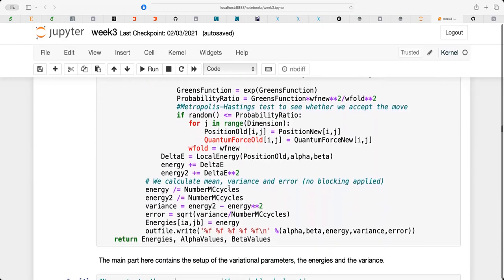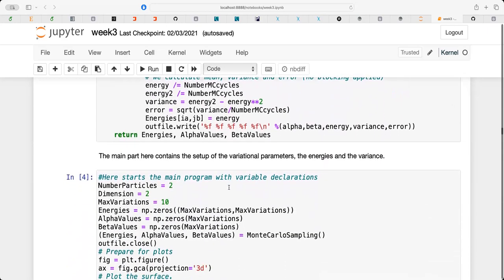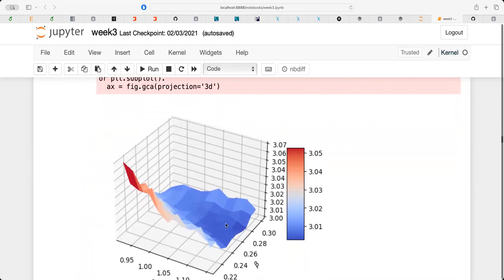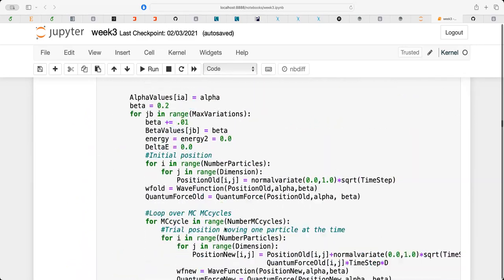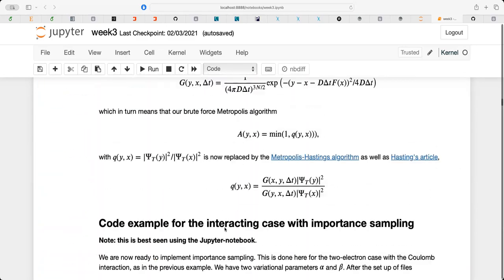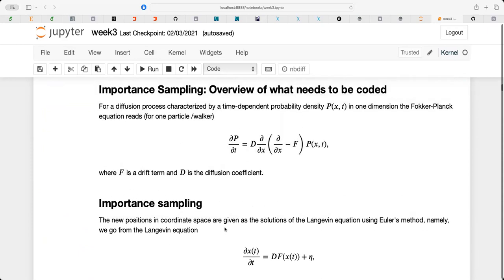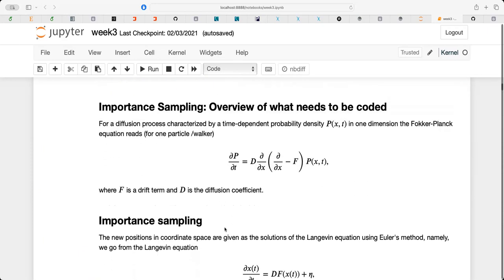And we have the Metropolis test. I calculate the energy squared. And this specific case here gives me something like this. So this includes importance sampling. So let me now throw at you the equations for importance sampling. And then hopefully next week, I will bring you back on shore so that we know exactly what is going on.